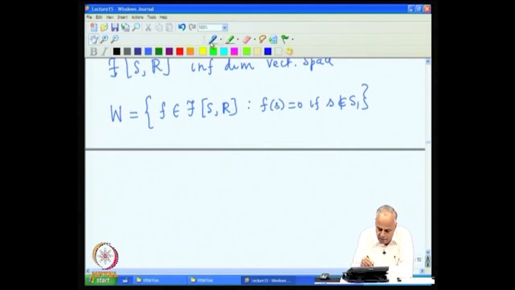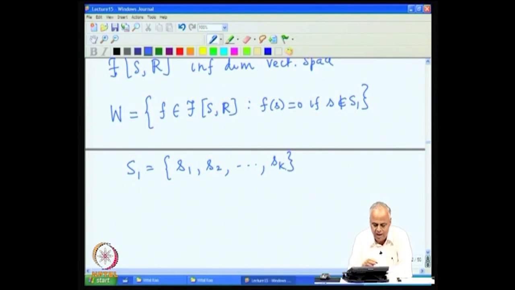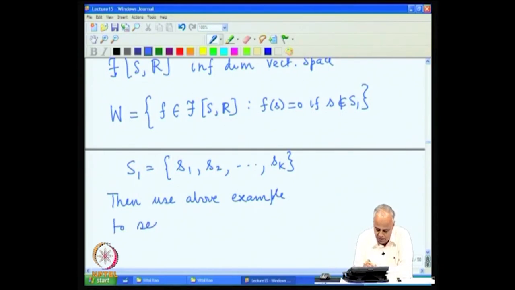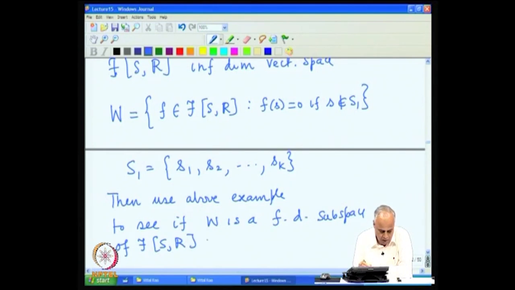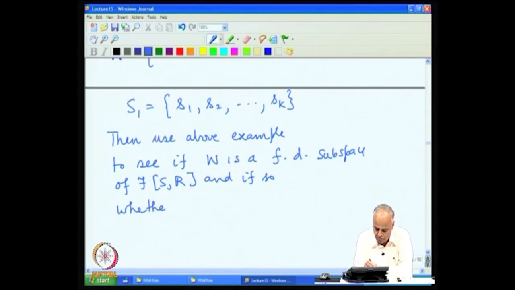Now, S 1 is a finite set. So, let us call it S 1, S 2, up to S k as before. Then use the above example to see if W is a finite dimensional subspace of F S R. And if so, whether the dimension of W is k.